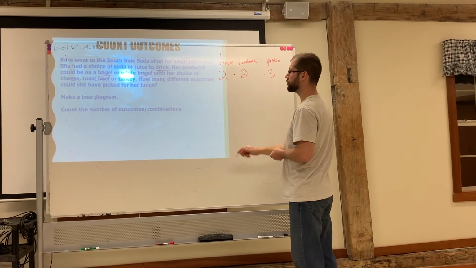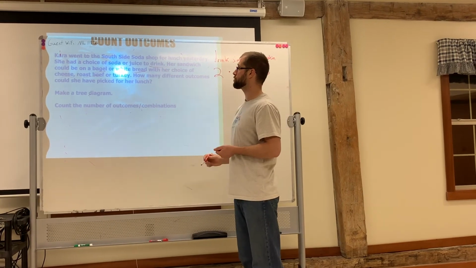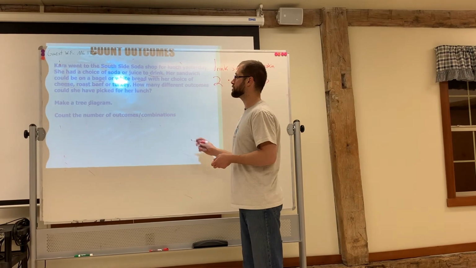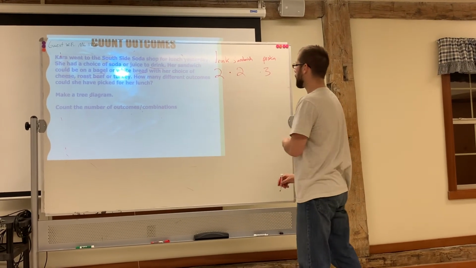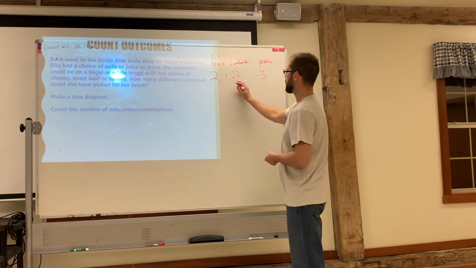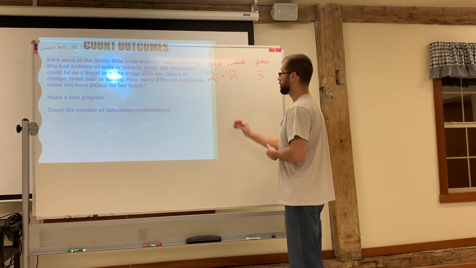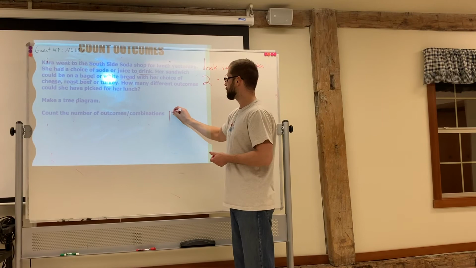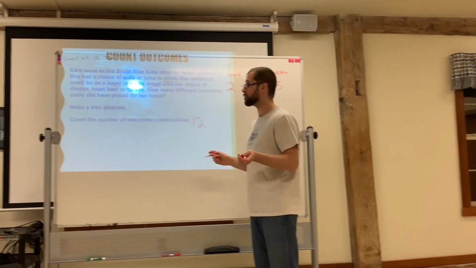2 times 2, 2 juice or soda options, 2 bread options, and 3, we're going to say protein options. 2 times 2 times 3. 4 times 3 is 12. We could make the whole tree diagram.